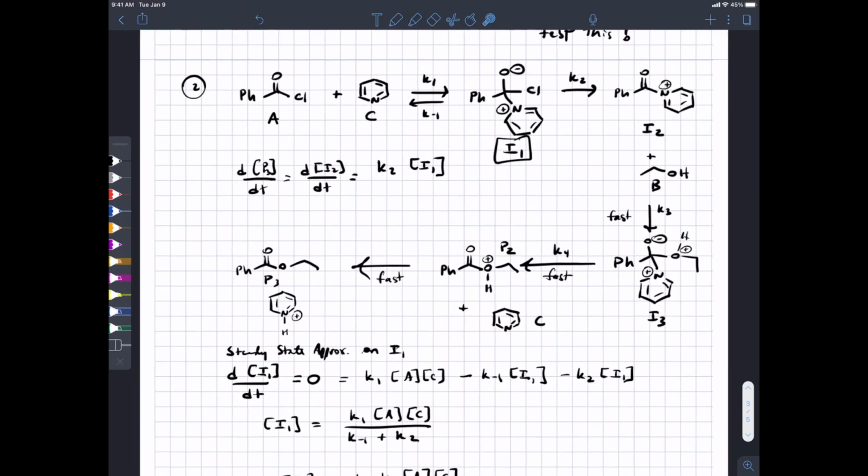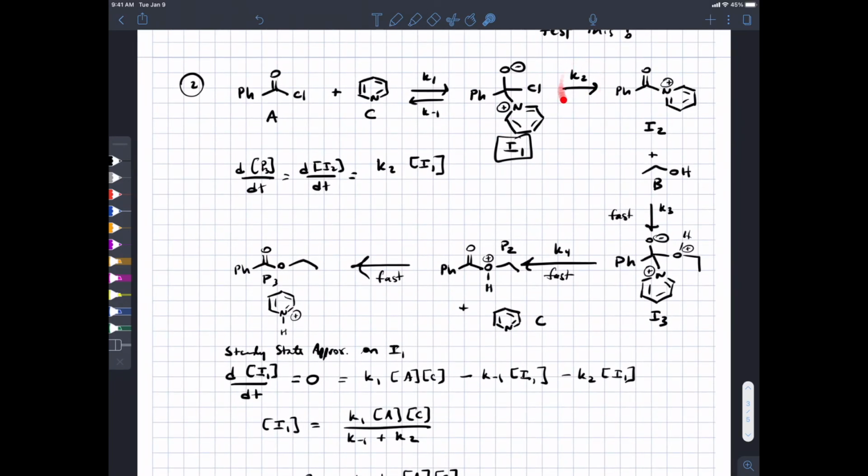Now, as you're going through this, you might ask, how do I know that K2 is irreversible? Why couldn't this be reversible and a subsequent step be irreversible? Yes. Could you deal with that situation? I think so, but you won't be required to right now.